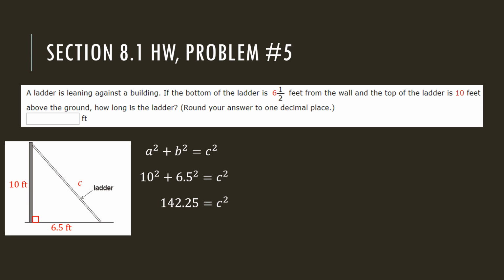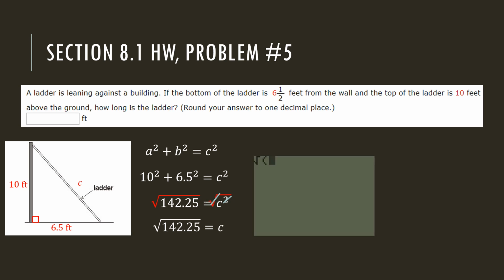Now remember what we did last time to get the variable by itself. Since our variable is being squared, we can get rid of the squared by taking the square root. So taking the square root, that's going to make the squared cancel with the square root. And on the right-hand side, you're just going to be left with c. And on the left, we have the square root of 142.25. Now, let's plug it in our calculator. Now I'm going to close the parentheses. And it says around 1 decimal place, so c is 11.9 feet.